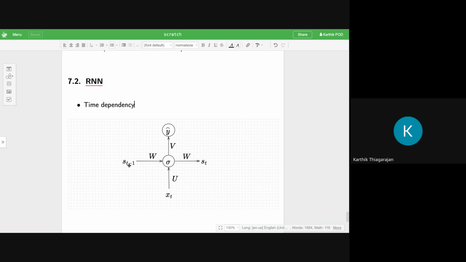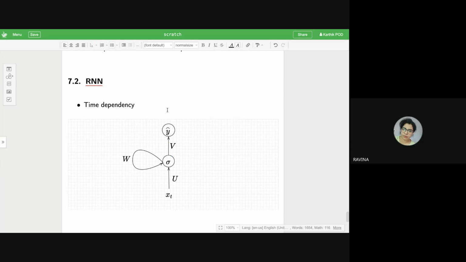So let me, in fact, it's better to represent this in the traditional way, where there is a recurrent connection that's going through. So let me add that first. Okay, so this is what is meant by a recurrent connection, meaning there is a weight vector associated with the recurrent connection, and there is some weight vector associated with the input and something associated with the output. Okay.